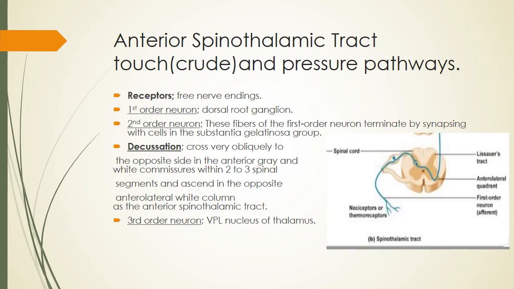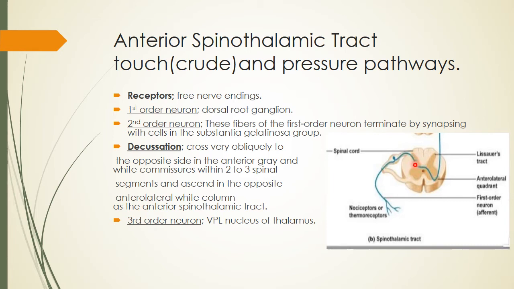The next ascending tract is the anterior spinothalamic tract, the touch and pressure pathway. The receptors for the anterior spinothalamic tract are the same free nerve endings. The first order and second order neurons are also the same. The dorsal root ganglion has the first order neuron, and the second order neuron is present in the substantia gelatinosa group.